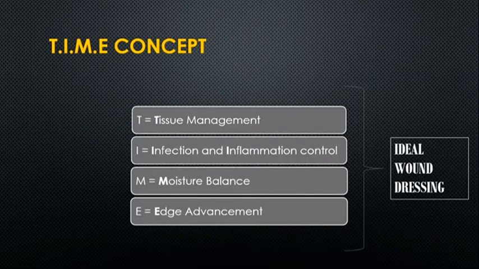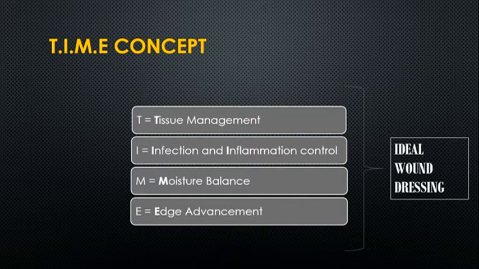So when you have a patient who has a wound that is not settling, these are the factors that you need to consider. Tissue: how is the tissue in the wound? Is there infection? Is there inflammation? How is the moisture? Is it too wet? Is it too dry? And how is the wound edge? Is it advancing as appropriate? Is the wound contracting? Is it epithelializing?